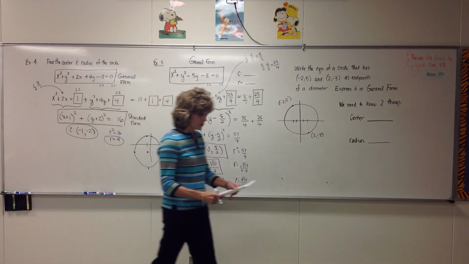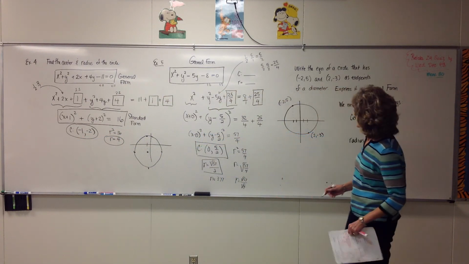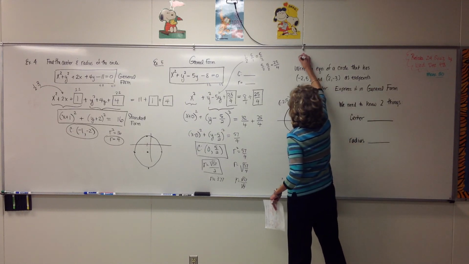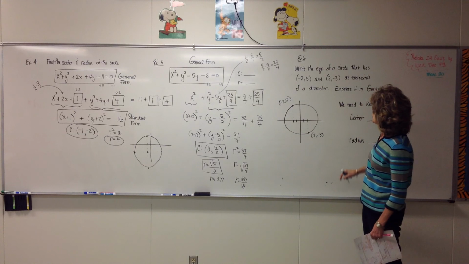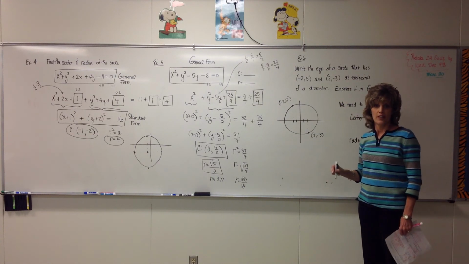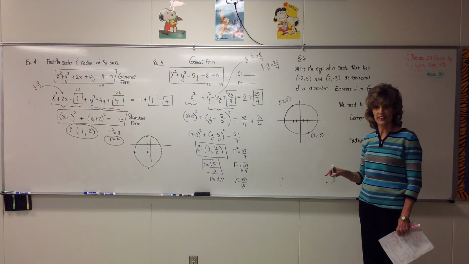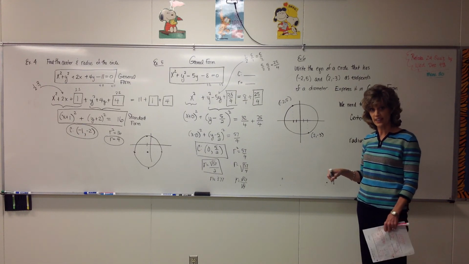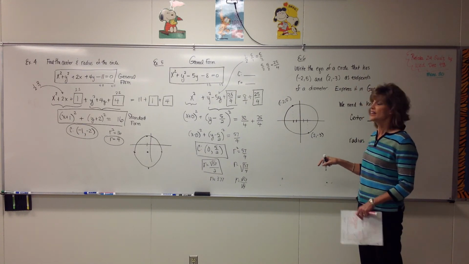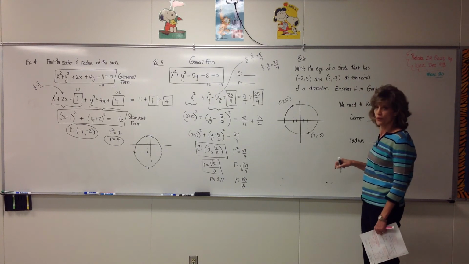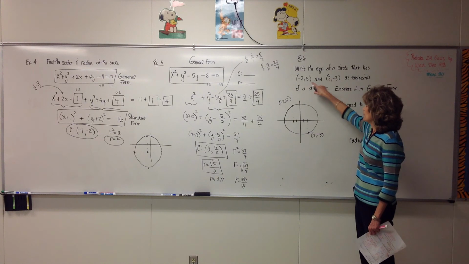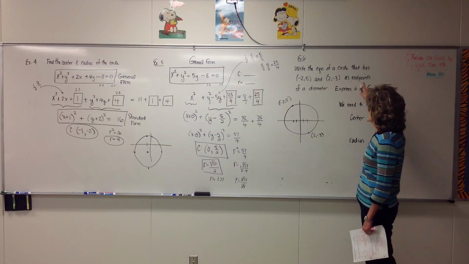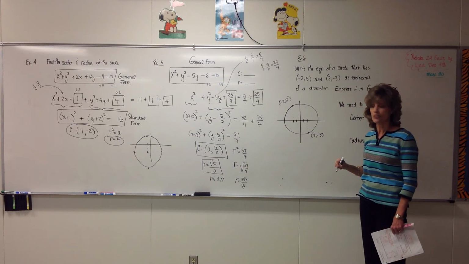Here's one more example. This is example 6 on your notes. And we're asked to write the equation of a circle, x squared plus y squared equals r squared, or with a shift, x minus h squared plus y minus k squared equals r squared. That's standard form. Here's what we know. We're trying to write the equation of a circle. We know that -2, 5 and 2, -3 are the endpoints of the diameter.